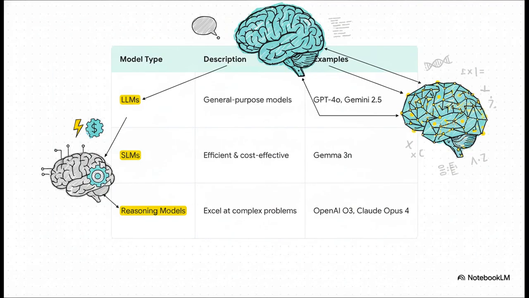And just like different animals have different kinds of brains, agents can use different kinds of models. You've got your big, general-purpose LLMs for pretty much anything. Then there are smaller, more efficient SLMs for simpler jobs. And then you have the really powerful reasoning models for super complex problems, like science or coding. It's all about picking the right brain for the job.